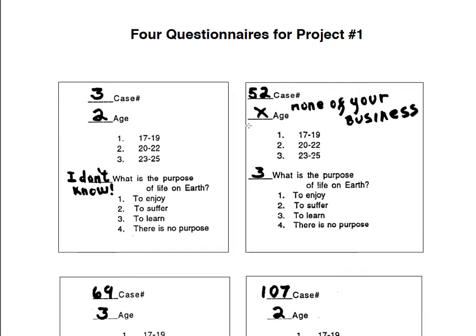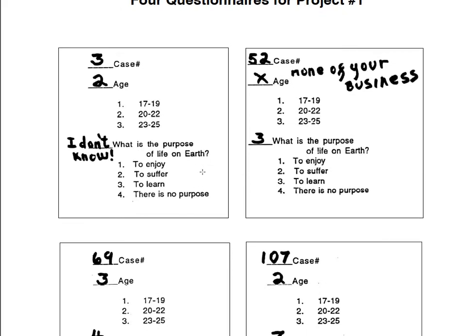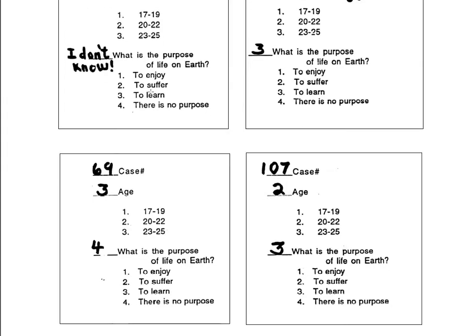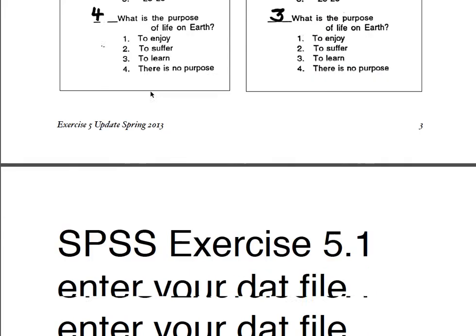Let's say, for example, you were administering a survey questionnaire, and you would have an ID number or case number, and the person's age. If the person said that they were between the ages of 20 and 22, then they wrote the number 2. The person was asked, what is the purpose of life on earth? Some people answered, some people didn't. Use the number 8 if they didn't know or there was no response by the respondent. We'll just continue forward on that.